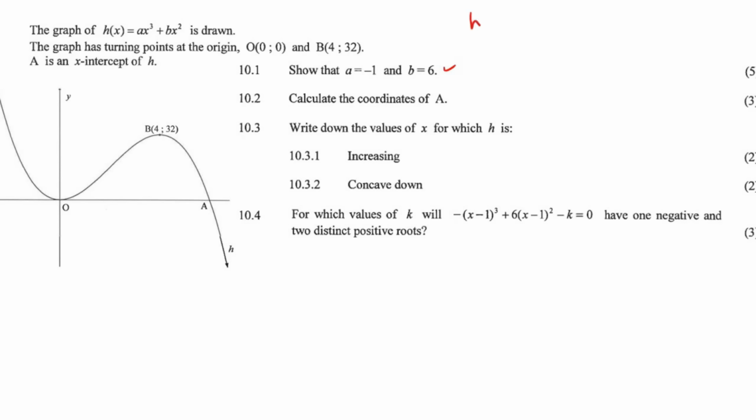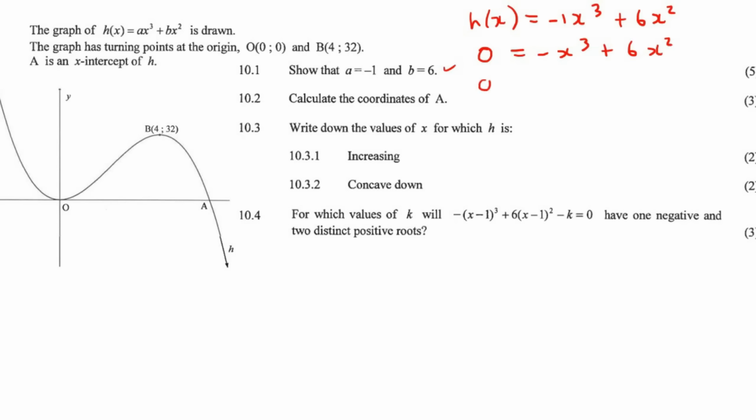Whoops, it is h of x equals minus 1x cubed plus 6x squared. Okay, so we have that equation now, which is fantastic. Now the next question says calculate the coordinates of a. So the coordinates of a, that's an x-intercept. So we would make our y equal to 0.